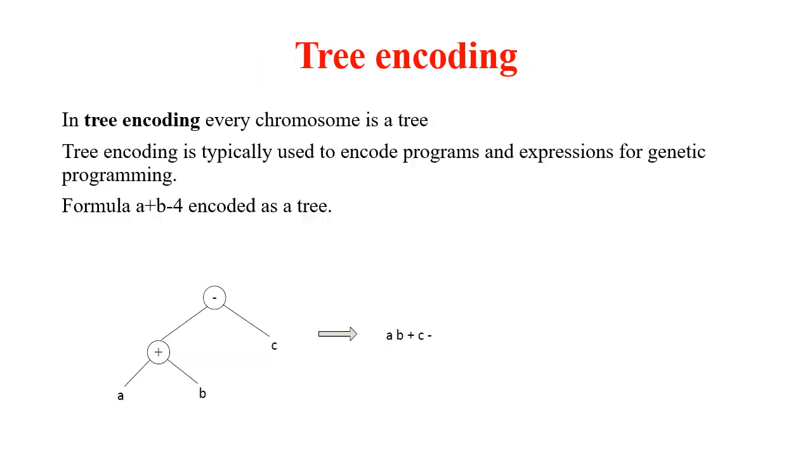In tree encoding, every chromosome is a tree. Tree encoding is typically used to encode programs and expressions for genetic programming. So what is genetic programming? Genetic programming is evolving programs automatically by applying a genetic algorithm. For understanding more, listen to videos on genetic programming. Here the formula a plus b minus 4 can be encoded as a tree. A parse tree can be used to represent this expression. By traversing this parse tree, we get various representations.